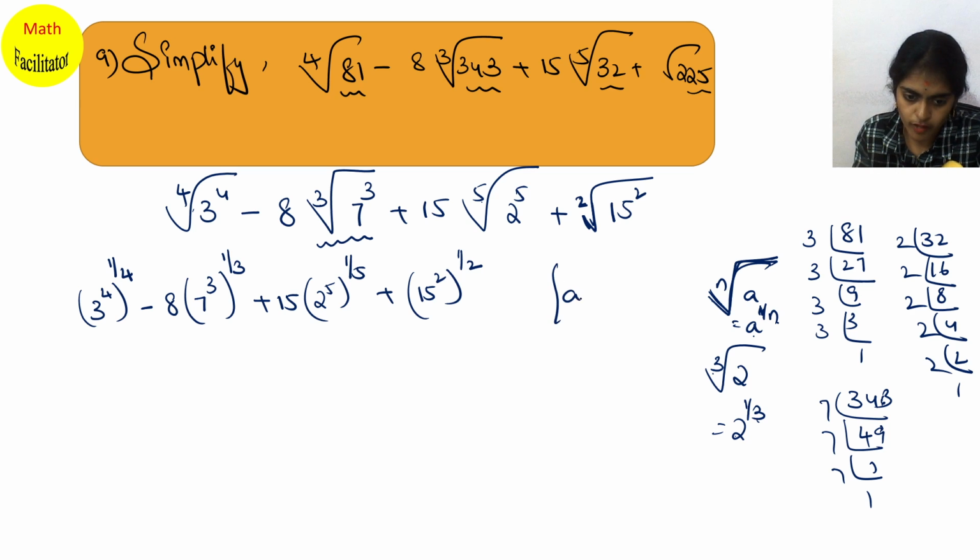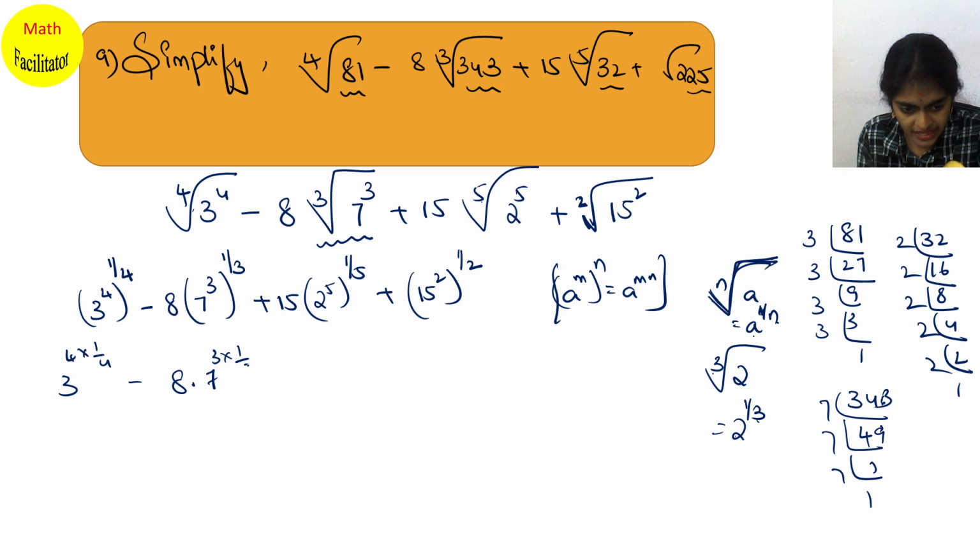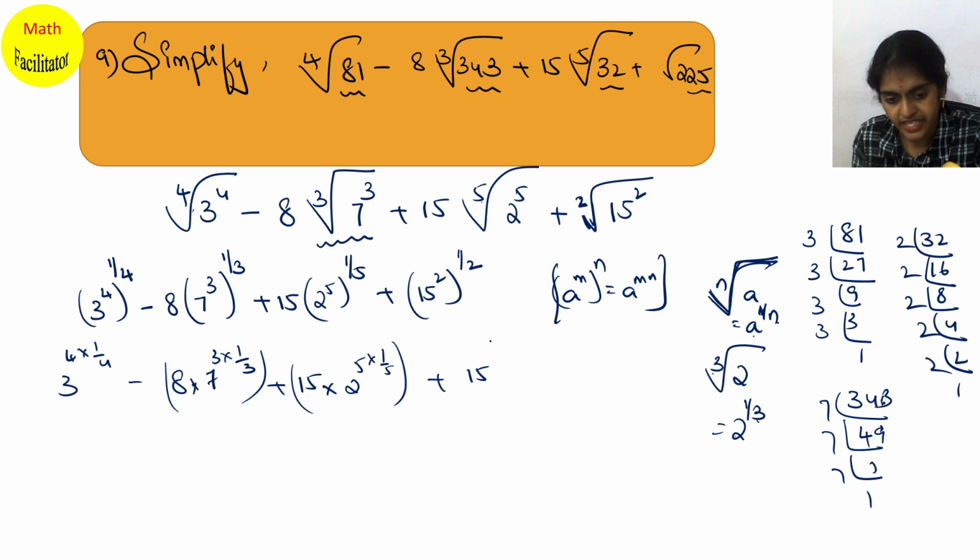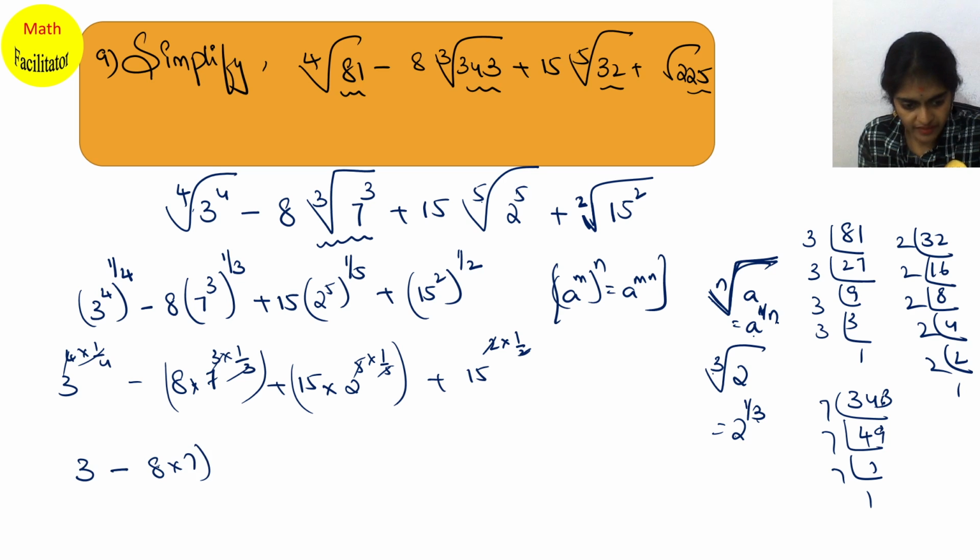Again, you will now use the formula a power m whole power n equal to a power mn. So this is 3 power 4 into 1 by 4 minus 8 into 7 cube into 1 by 3 plus 15 into 2 power 5 into 1 by 5. Let me write bracket so that it will be clear for you. Plus 15 into 2 into 1 by 2. 2 2 cancel, 5 5 cancel, 3 3 cancel, 4 4 cancel. So finally 3 power 1 is there, minus 8 into 7 power 1 is 7, plus 15 into 2 power 1 is 2 plus 15.